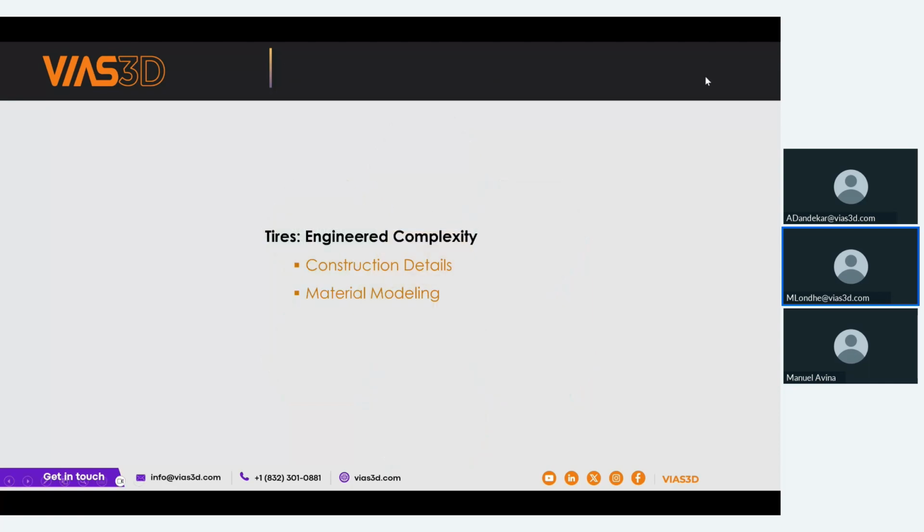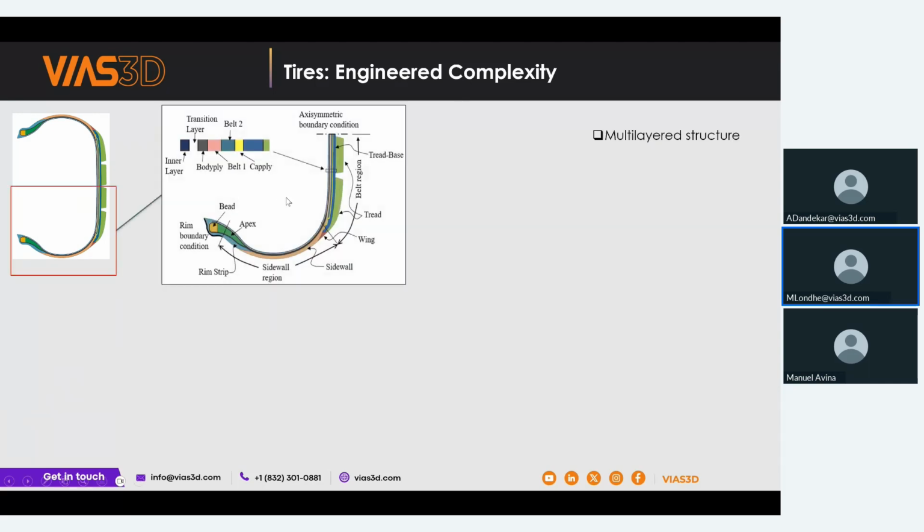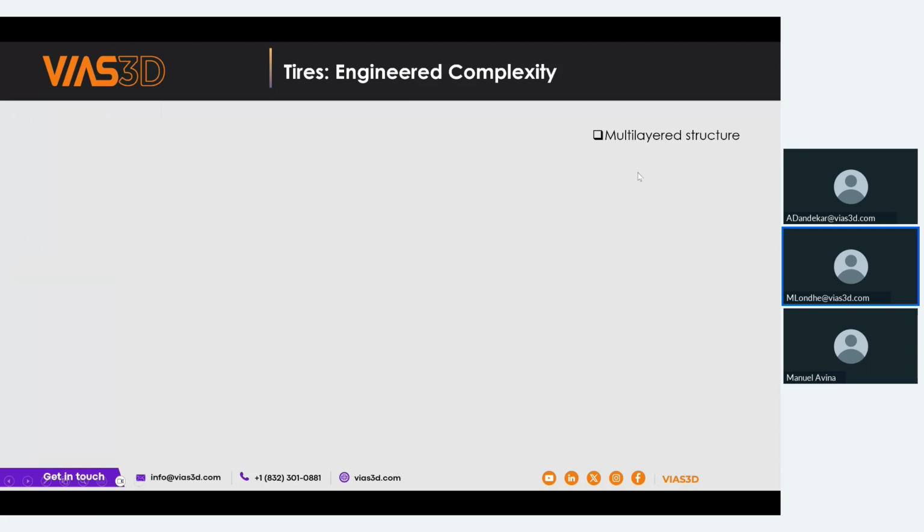So let's start with our main topic, that is the tire. Basically, a tire is a complex engineered structure. So here is the cross-sectional view. If you take a closer view, you will find the tire is actually a multi-layered structure. Each layer has its own specific function. Suppose this is a bead, generally made of steel material. The sidewalls are flexible for radial tires as compared to bias tires. These are the treads. So basically, it is a complex multi-layer structure.